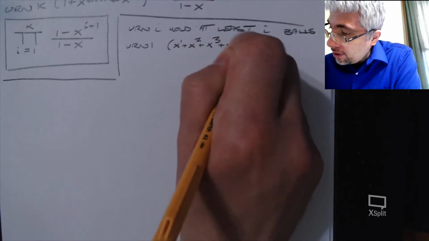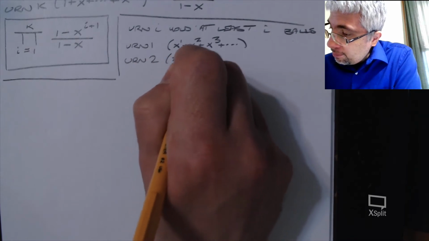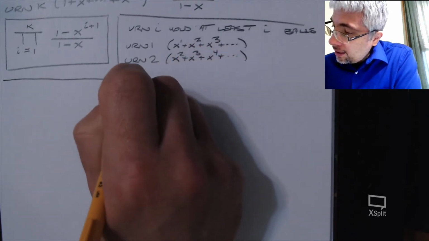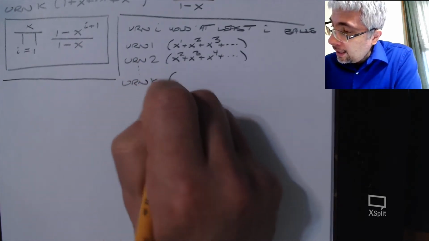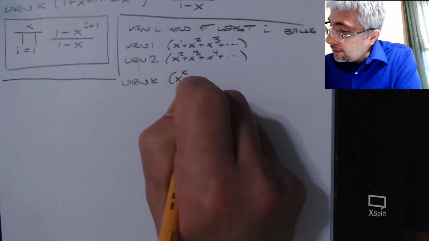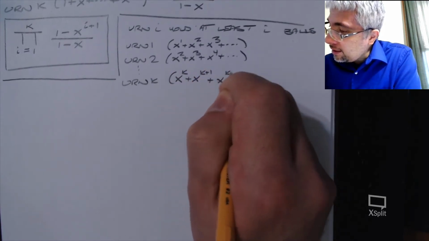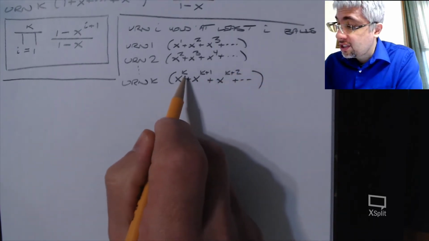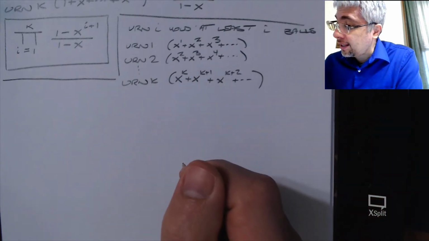cubed, and so on. Urn 2, well, that would be 2 and up, 2, 3, 4, and so on, and then and so on and so forth. And then finally urn k, well, x to the k plus 1, and x to the k plus 2, and so on and so forth, because our choices are k balls, k plus 1 balls, k plus 2 balls, and that goes on and on.